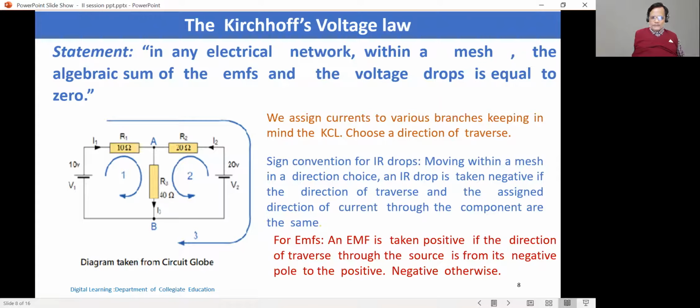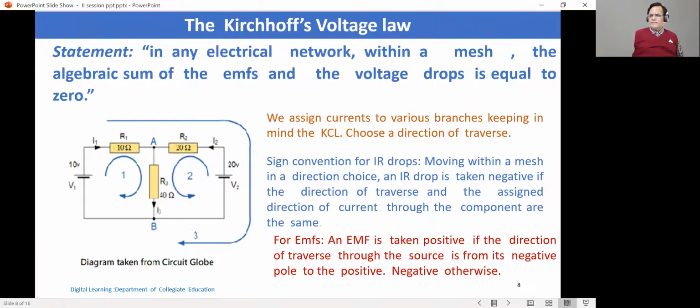So, essentially, as far as IR drops are concerned, the convention is if the direction of traverse and the direction of current through a given component are the same, that IR drop is taken with a negative sign. If the direction of traverse through a component and the direction of assigned current through the component are opposite, then such IR drop is taken with a positive sign.